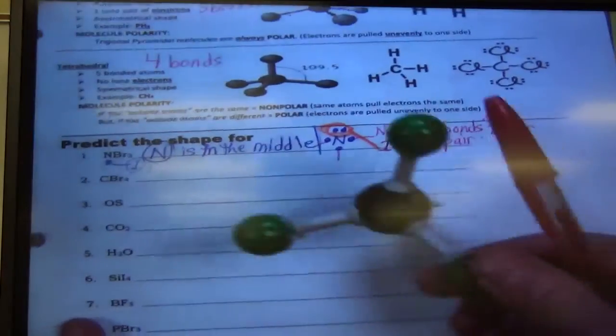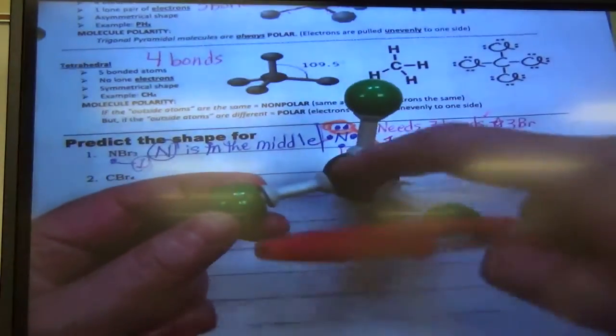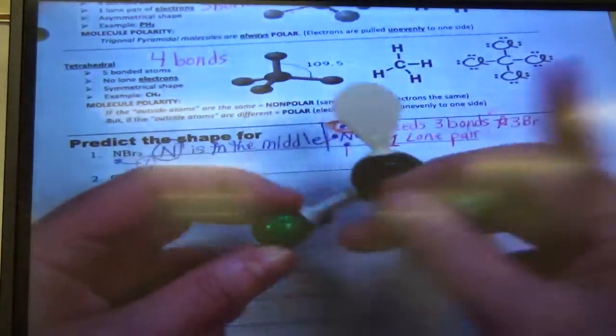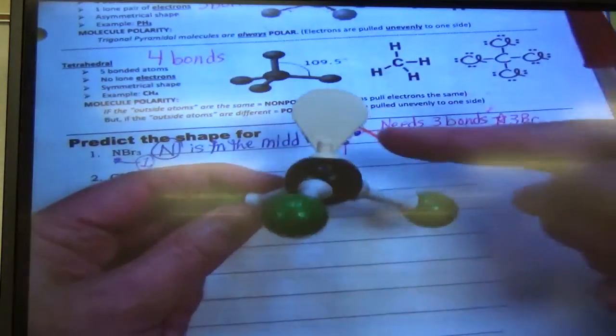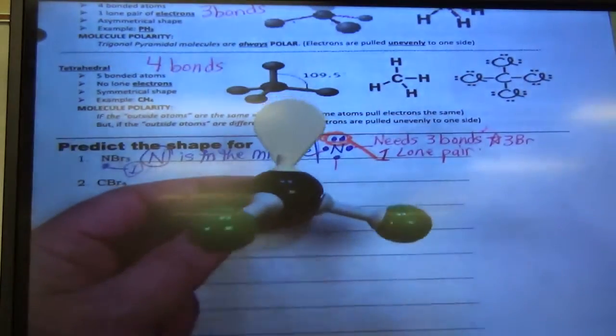Let's check it. Okay, so I have 3 attached to the middle atom. So I have 1 nitrogen and 3 bromine. Does it have a lone pair? Yes. Yes, we found it. That's it. You see how you just knock off the choices that don't match?